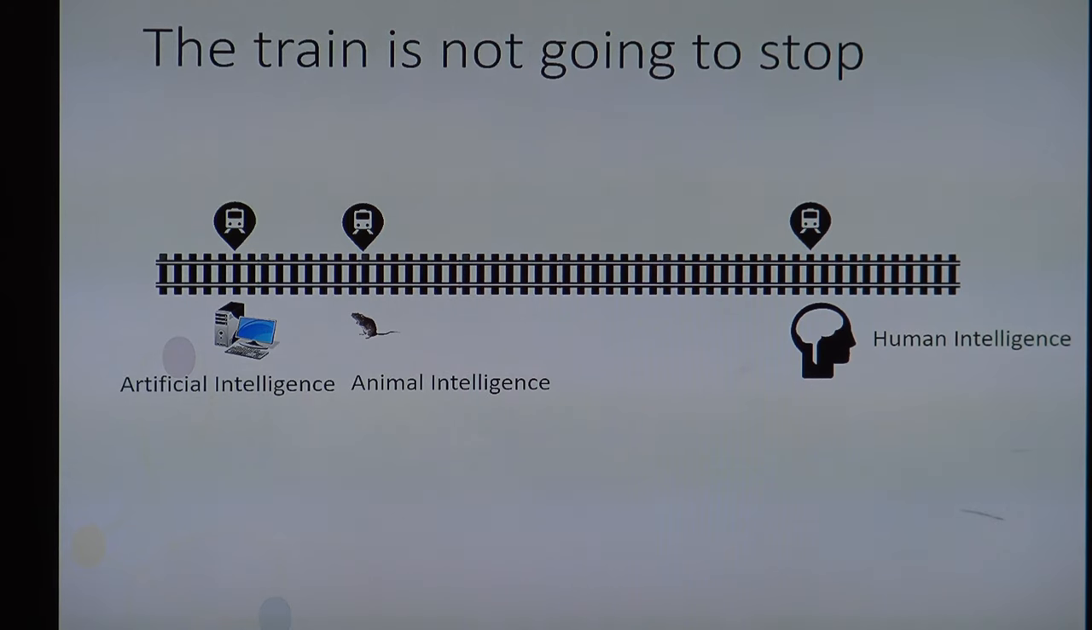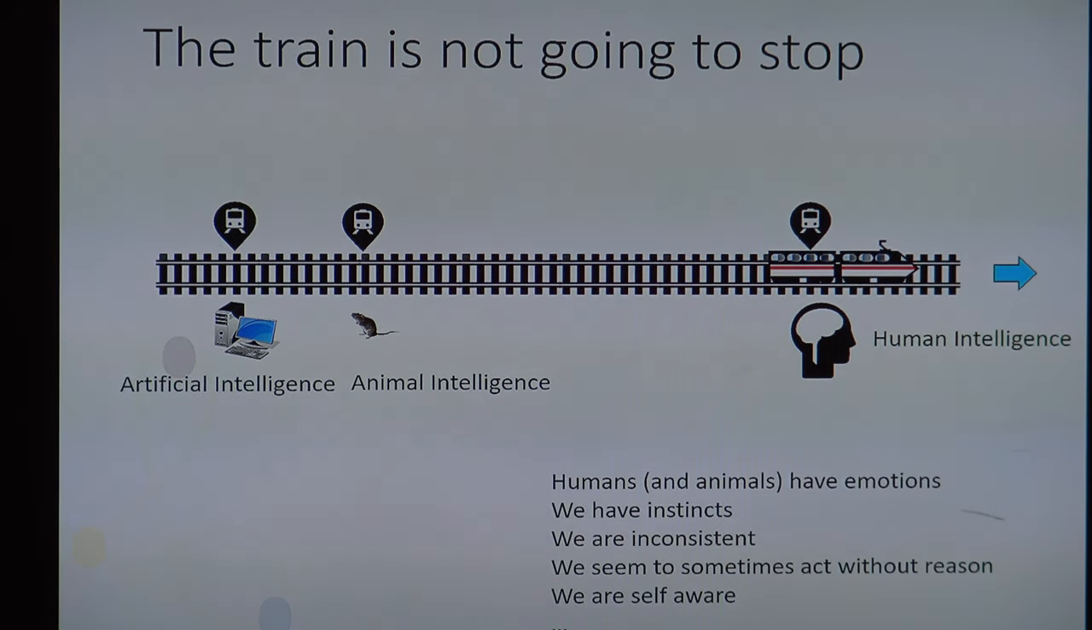So AI is improving. It's not just there, it's improving. Okay? Eventually it'll be more intelligent than animals. And why should it stop there? Okay? If it reaches us, it can go beyond. So it's logical. Okay?